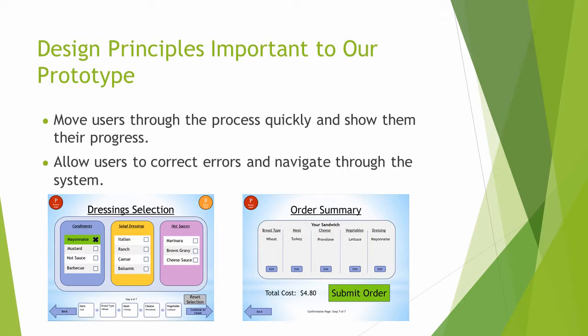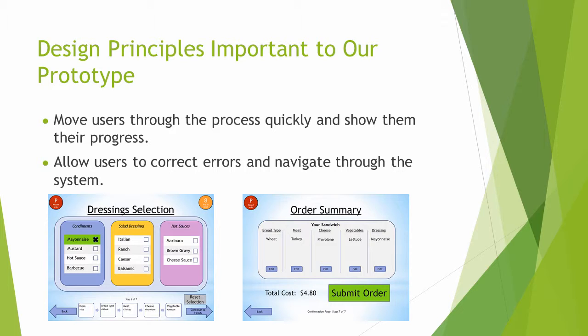In the next few slides, I'm going to discuss some of the principles we really thought were important or key to our particular project. These were ideas we were keeping in mind all throughout the development, just to have the best functionality. The first here you see is moving the users through the process quickly and showing their progress. We always had this little map along the bottom showing their past decisions, the step they were on, and how many steps were in the total process.